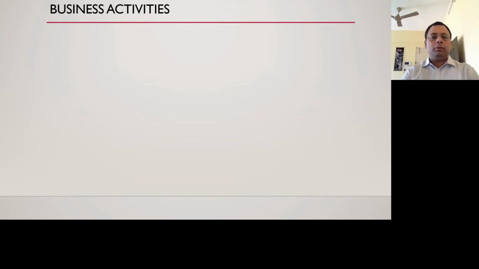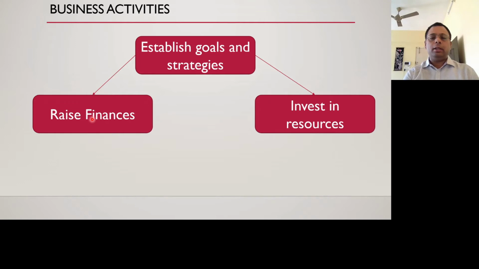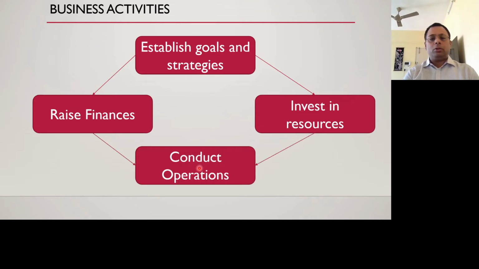First, the main business activities. At an organization level, we establish goals and strategies, then we raise finances, then we invest in resources, and then we conduct operations. This is the whole business cycle, and conducting operations results in financial transactions, or financial inflows and outflows, and that's what is captured in the financial statements.